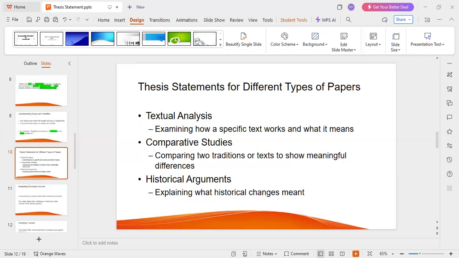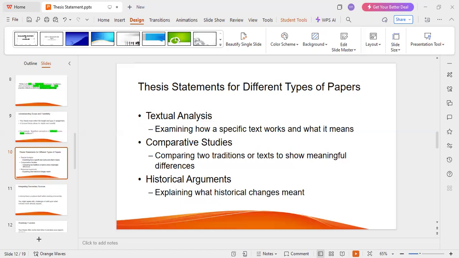Then you have to compare and contrast two traditions, right? So here, when we talk about comparative studies, here I'm specifically referring to comparing and contrasting two traditions, because otherwise, if we refer to multiple layers, then it would come under multiplicity or multiple interpretations.